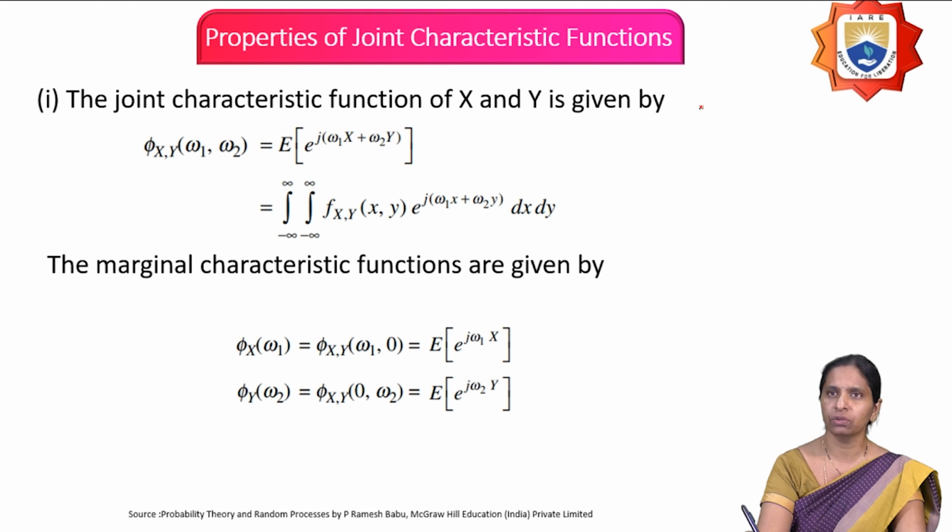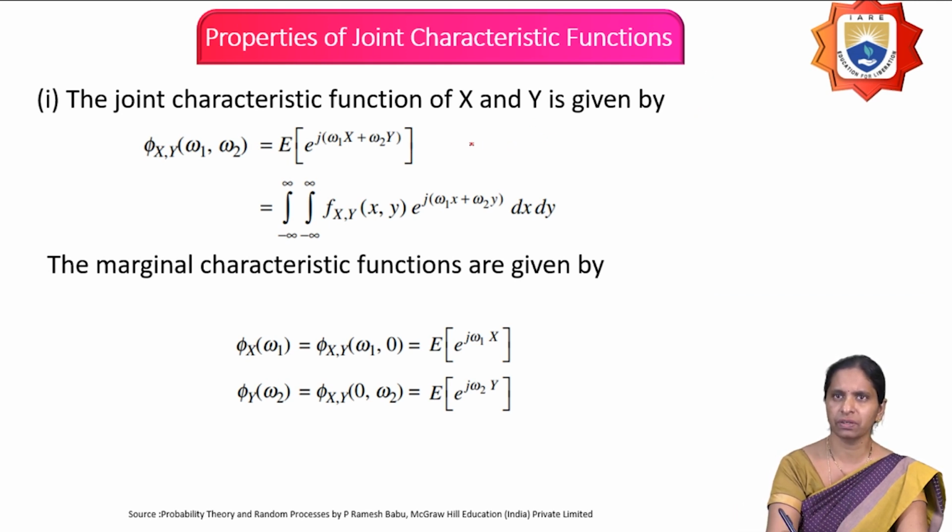Coming to the properties of the joint characteristic function, what is the first property? It concerns the marginal characteristic function. What is the joint characteristic function you have seen? Of two random variables x and y, phi xy of omega 1 comma omega 2 is equal to the expectation. What do you mean by expectation? Expectation is nothing but the statistical average, also called the mean. So, the joint characteristic function is the expectation of the function e power j of omega 1 x plus omega 2 y.